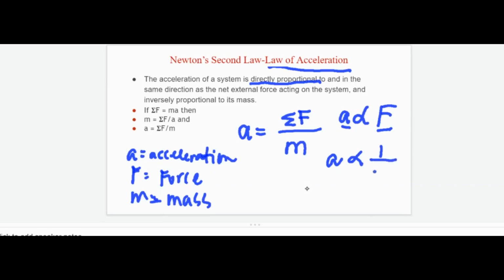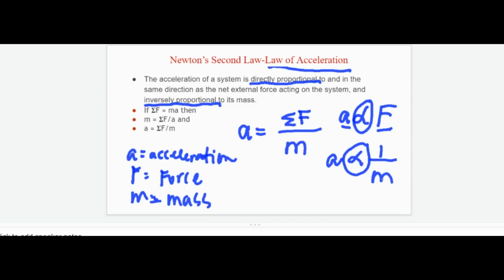By the way, this symbol that I'm drawing right here is a proportionality symbol. If both are in the numerator, then they are directly related. If one is in the denominator and one is in the numerator, then they are inversely related, which is the second statement of Newton's second law. So the acceleration is inversely proportional to mass. So A and M are inversely related.